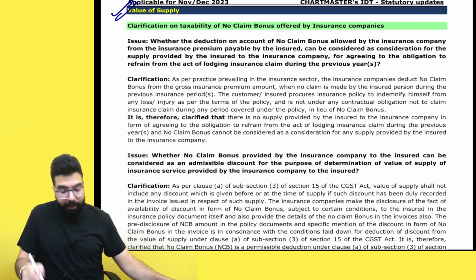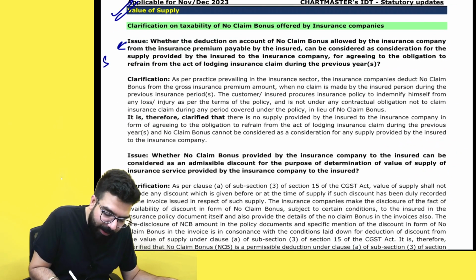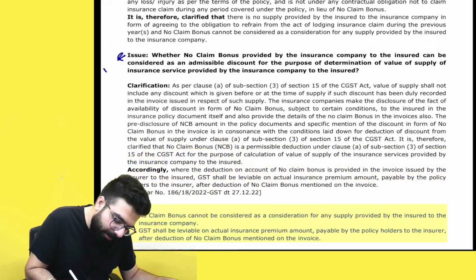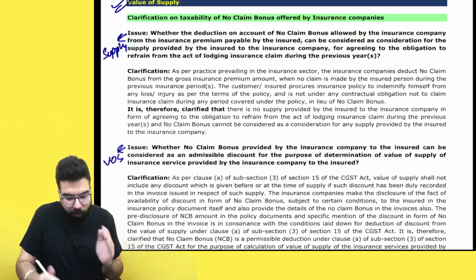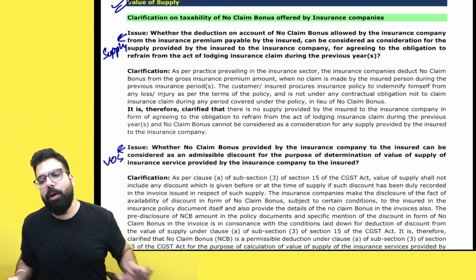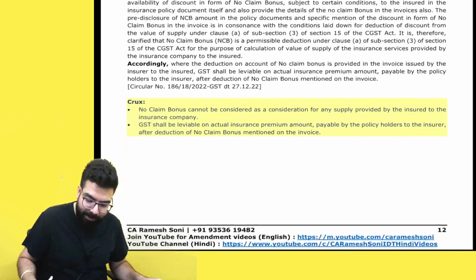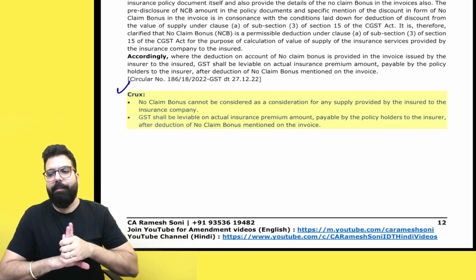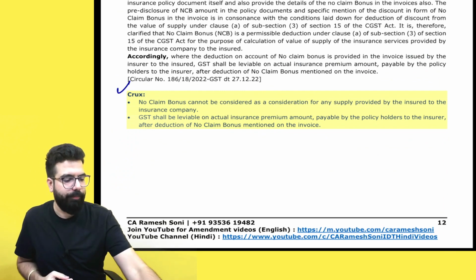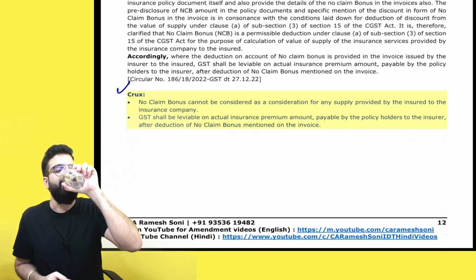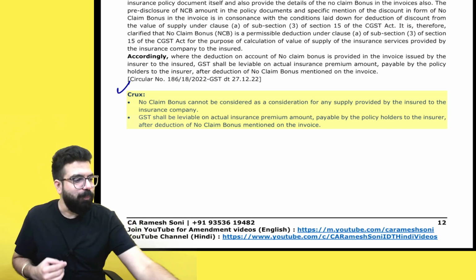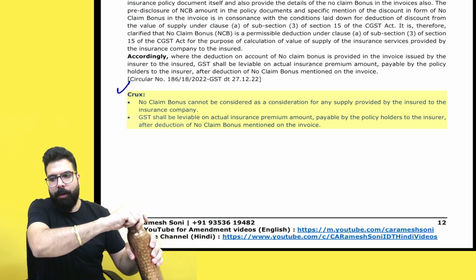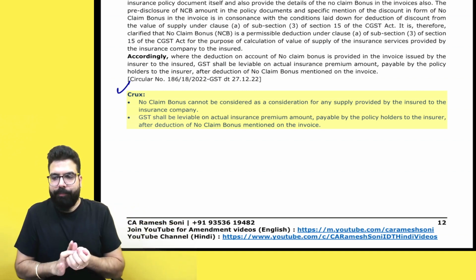Value of supply. This first issue, ICAI has given in the supply chapter, and the second issue they have given in the value of supply chapter. But this is one clarification only, so I have provided it together. Let's quickly understand this. Is everyone with me? Quickly give me a heads up. Are we all 100% clear till here? Students, can we go ahead? Yes, sir. We are all there.